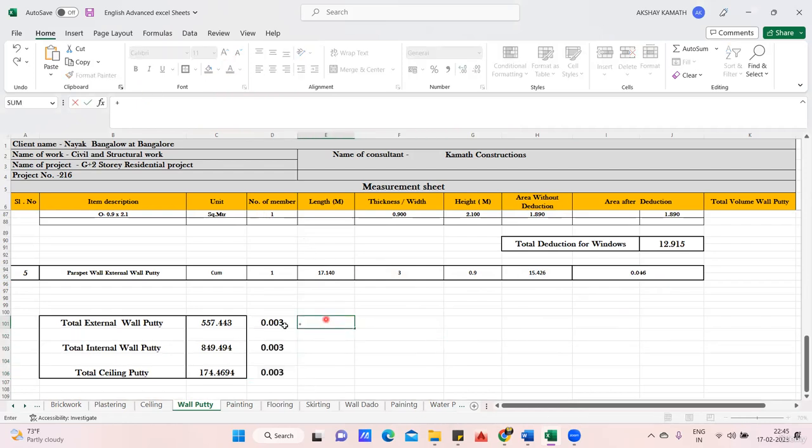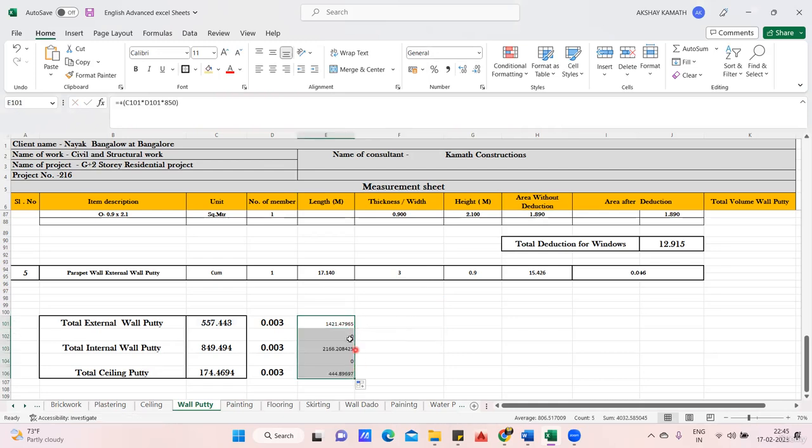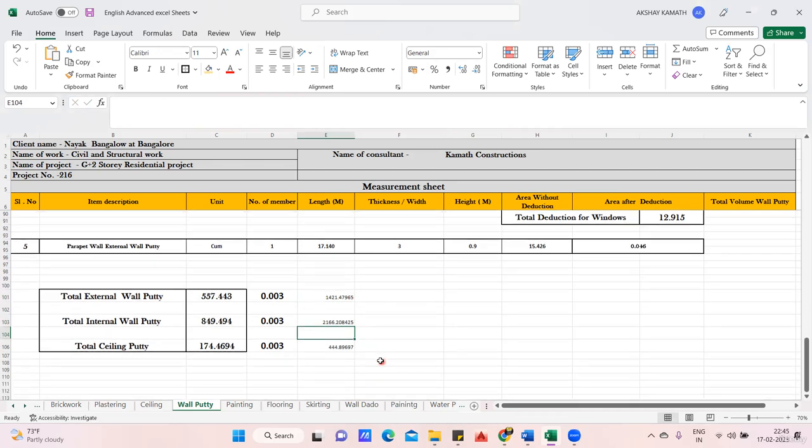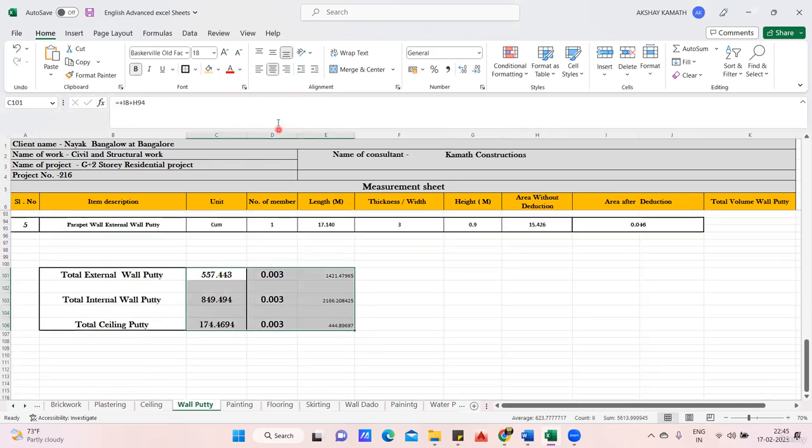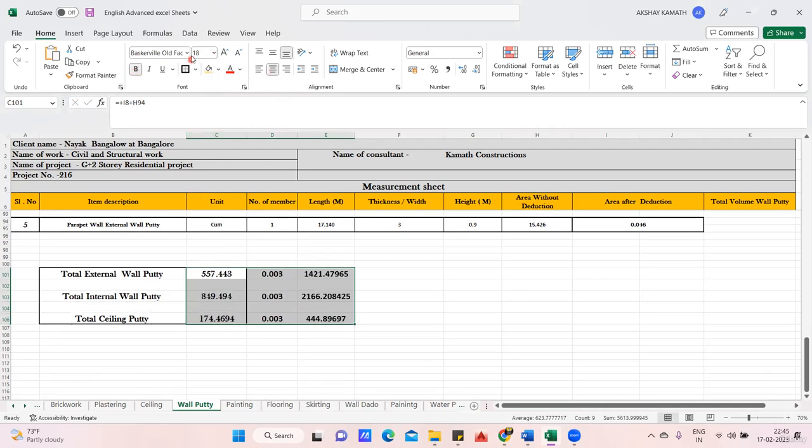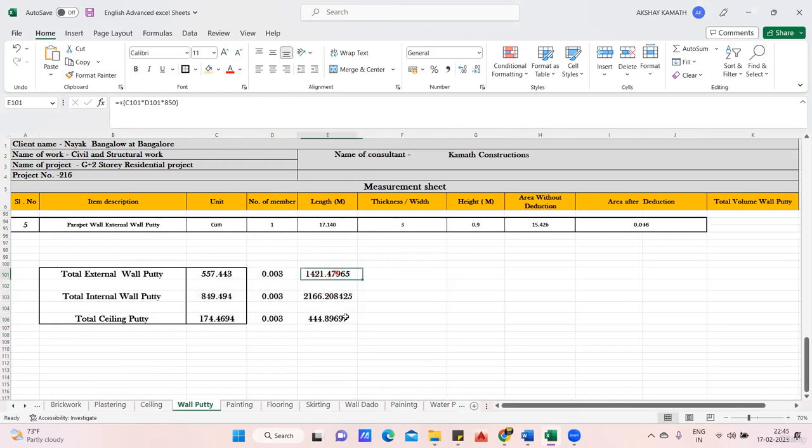And finally, what I can do is I'll just multiply everything: total area, multiply by volume, and multiply by 850. Whatever answer you get, that is in kg. So 1421 kg. Similarly, you can just drag it in this way. You'll get the answer for everything. Okay, that's it. Finally, we have got the answer, and this thing I can round off. This answer is in kg.